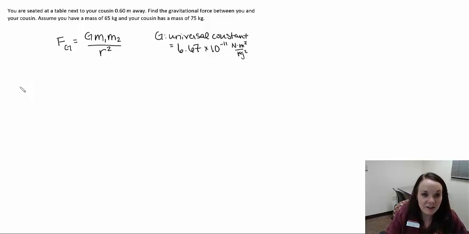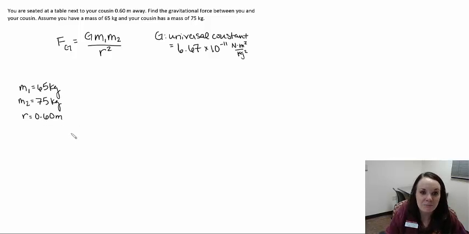So if we list out everything that we know, let's say M1 is your mass, that's 65 kilograms, M2 is your cousin's mass, or 75 kilograms, and then like we said, our R distance, or the distance between you and your cousin, is 0.6 meters. So let's go ahead and plug this in.